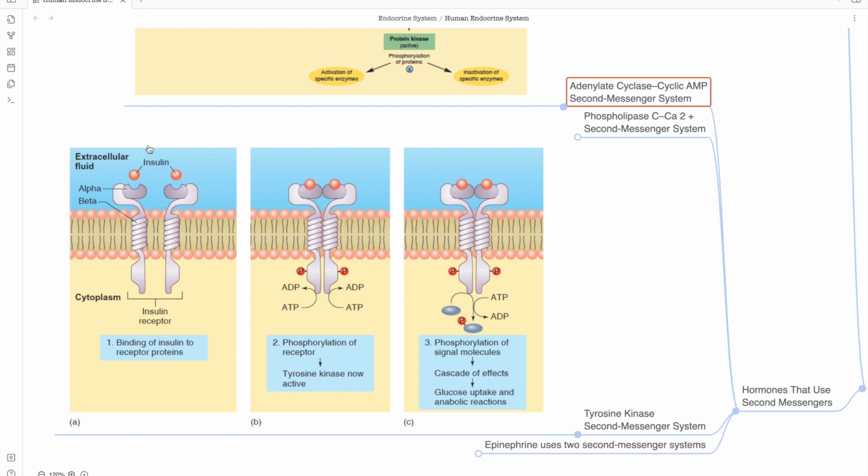We are discussing the insulin system, the mechanism of action of insulin, because insulin is the classic example where the tyrosine kinase secondary messenger system is used. Now I hope you remember the dimerization thing that we discussed in our previous video. Please go and check it out. That dimerization part is very important.